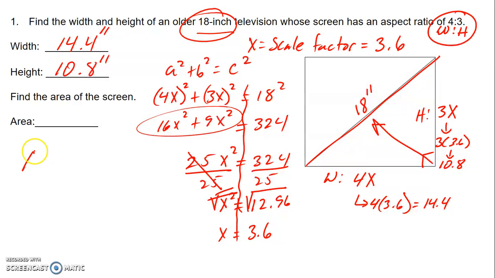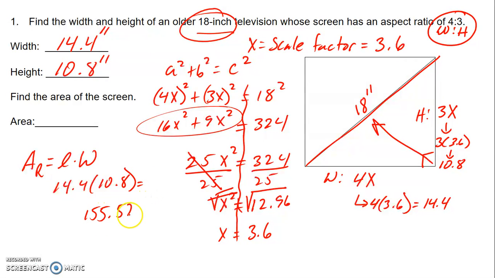Last but not least, we just quickly need the area. This is the area of a rectangle. Our TV is a rectangle. Okay, so we need the area of a rectangle. That's just length times width, base times height, however you want to say it. Right, so I just need to multiply my dimensions together. So 14.4 times 10.8, and we get a total of 155.52 inches squared. And there we go. And we have our width, our height, and our area.